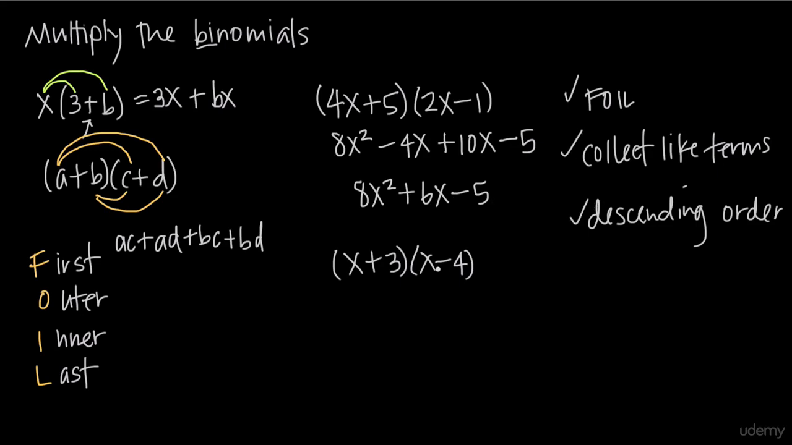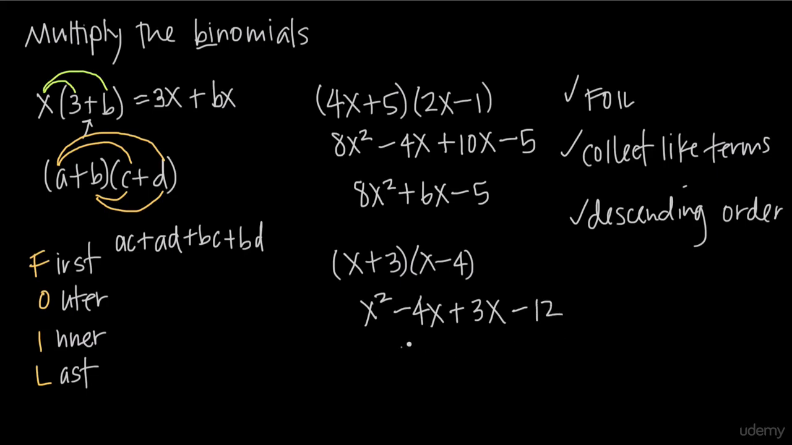Now let's try our final example. FOILing again, we'll get x times x gives us x squared. X times a negative 4 gives a negative 4x. Positive 3 times a positive x gives us a positive 3x. And a positive 3 times a negative 4 gives us a negative 12.